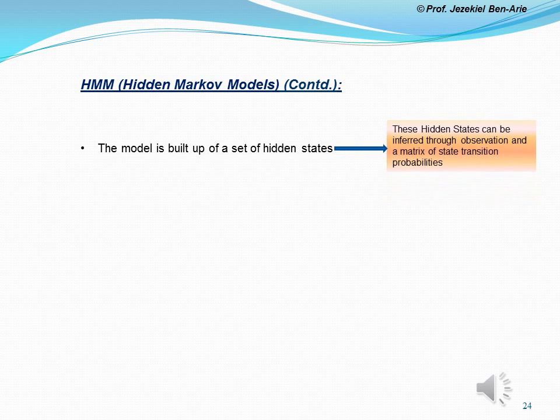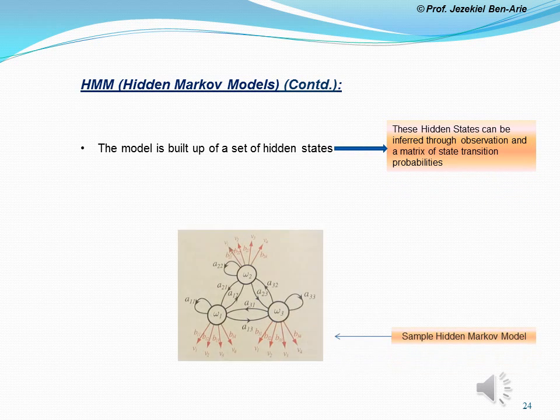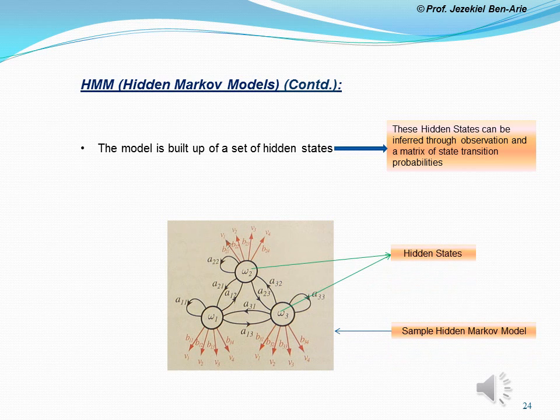Hidden Markov models are built up of a set of hidden states. These hidden states can be inferred only through observation of the emissions. In the diagram, omega 1, omega 2, and omega 3 are hidden states. Transitions between these states are random, but are influenced by the transition probability between the hidden states, Aij, in the drawings.